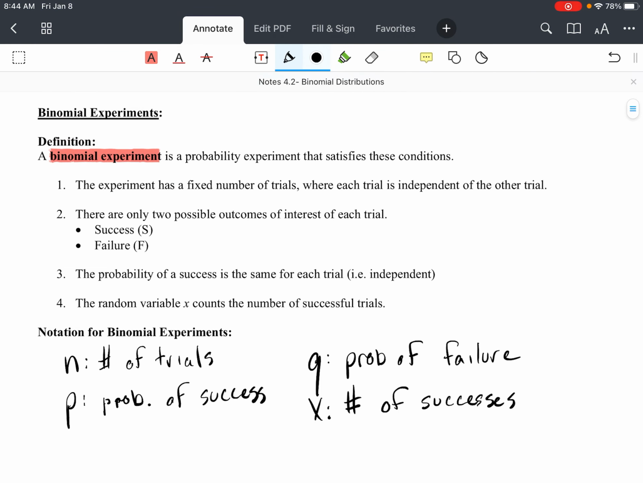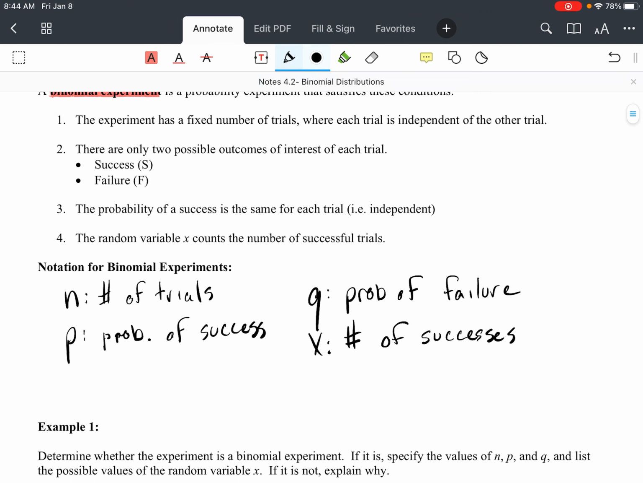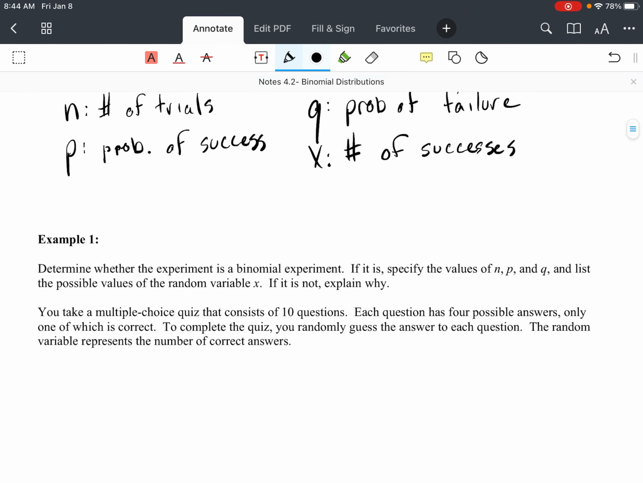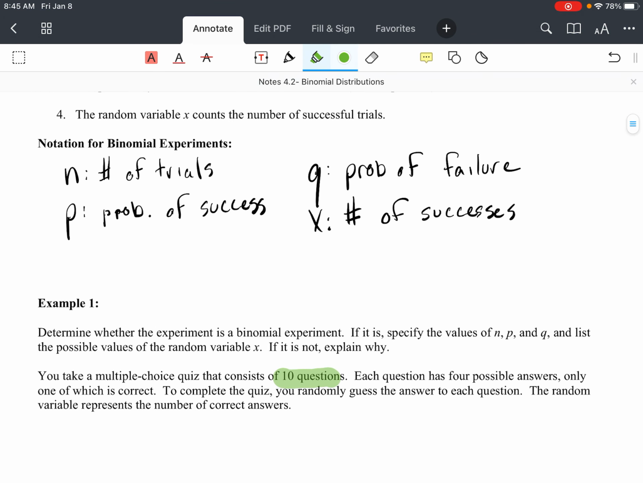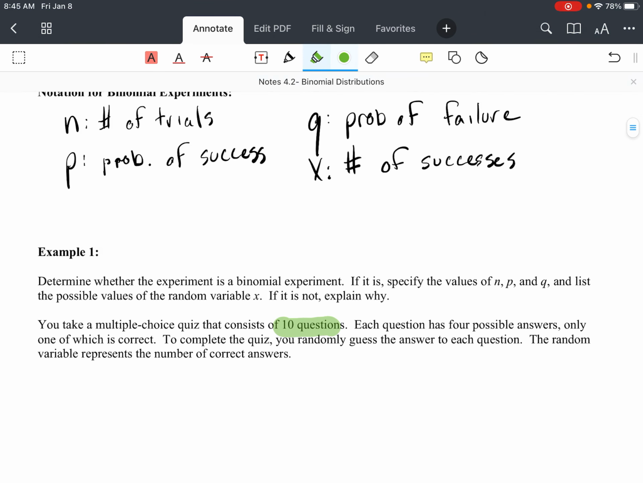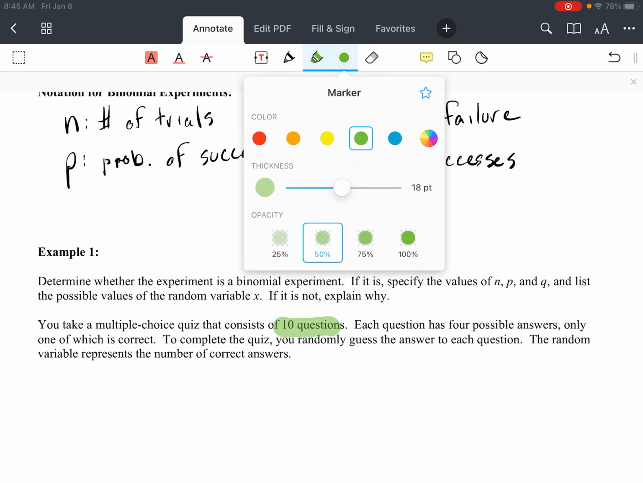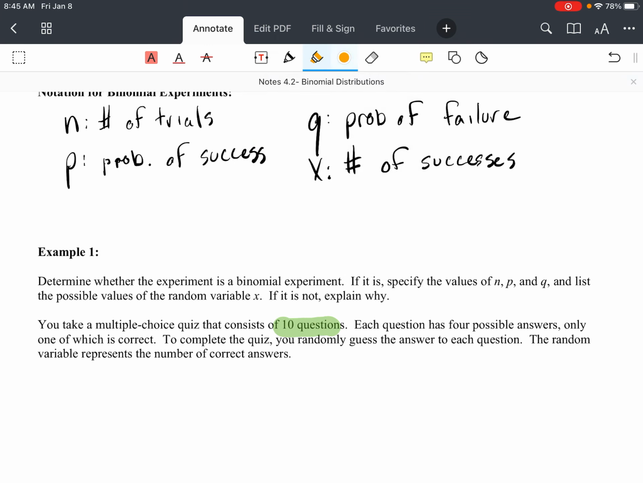All right, so we're going to go through this checklist. It says the experiment has a fixed number of trials where each trial is independent of each other. So first of all, this is a fixed number of trials, right? We have 10 trials, so 10 questions. Each question has to be independent of the others. What I answer on one of the multiple choice questions is not going to have an effect on the next answer.